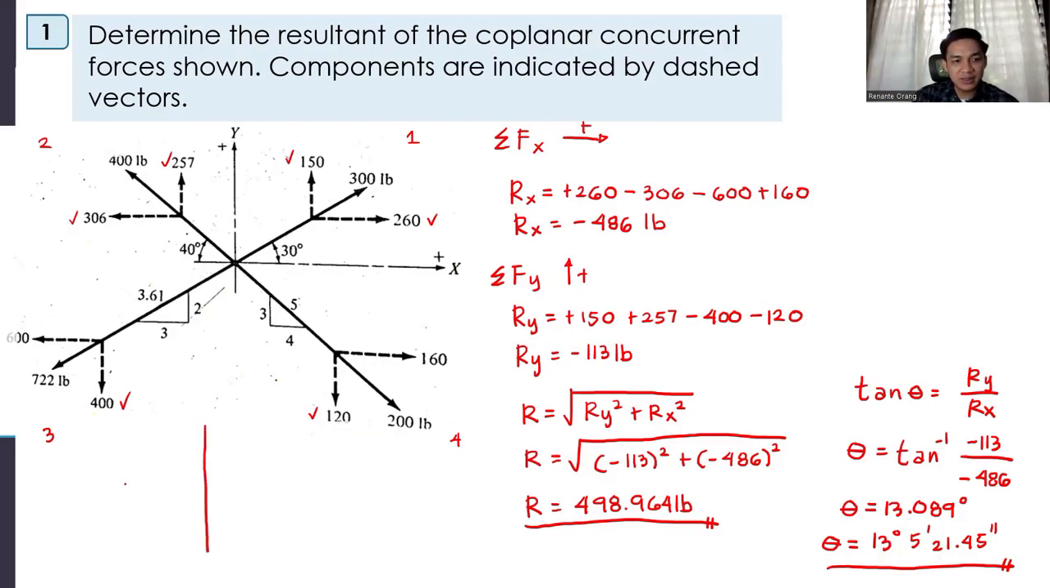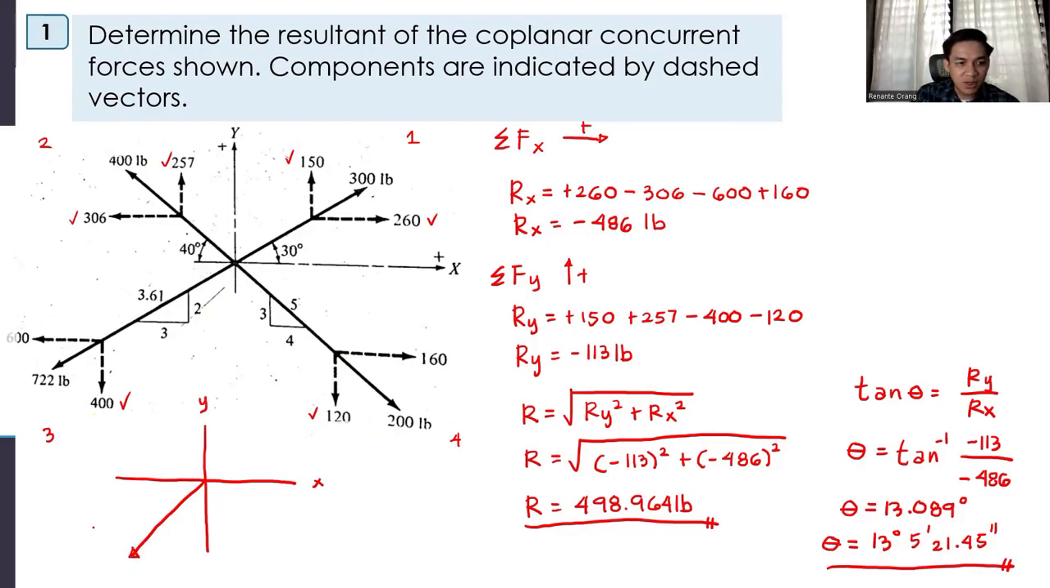What if class, hinahanap kung ano yung ating sketch ng ating resultant. So drawing lang natin. This is our y-axis. This is our x-axis. So yung ating Rx is negative and yung ating Ry is also negative. So nasa third quadrant siya. Kasi negative sa x, papunta sa left. Negative sa y, papunta tayo sa ilalim.